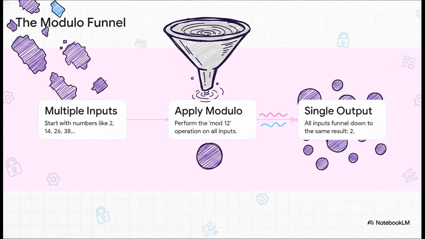This little funnel is the perfect way to picture it. We can take all these wildly different numbers, 2, 14, 26, 38, you could go on forever, and we pour them all through that mod 12 operation. And what comes out the other end? They all lead to the exact same answer, 2. We've collapsed a whole bunch of possibilities into one single result, which means we've hidden which number we actually started with.